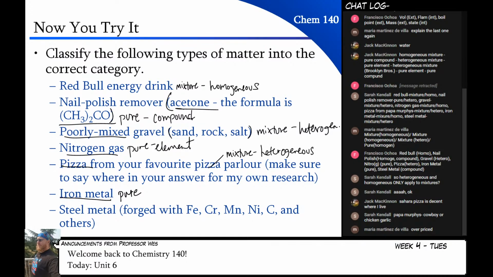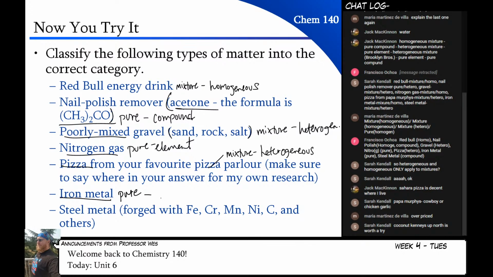Iron metal, all I listed was iron, so it must be pure iron. And then you have to find iron. Is it on the periodic table? It is. That's an element. Element. There we go.